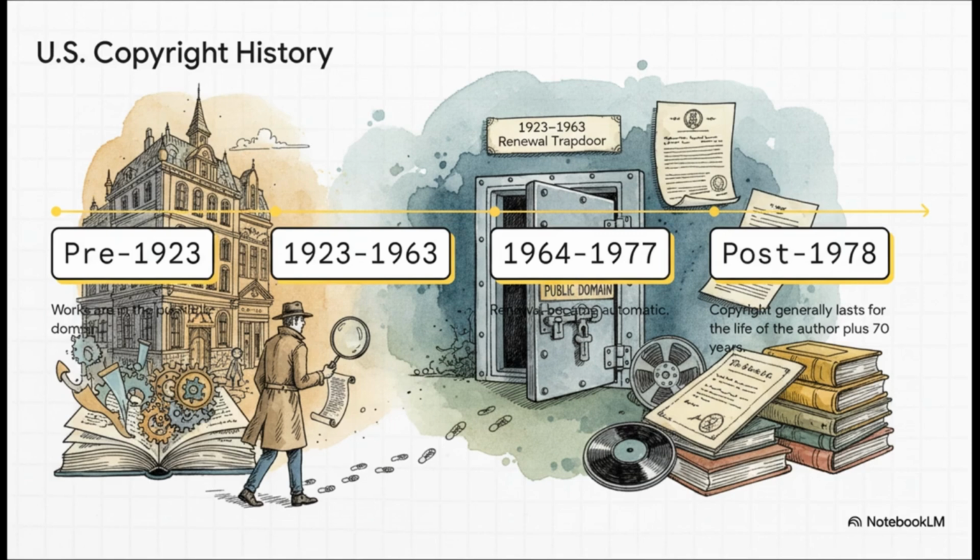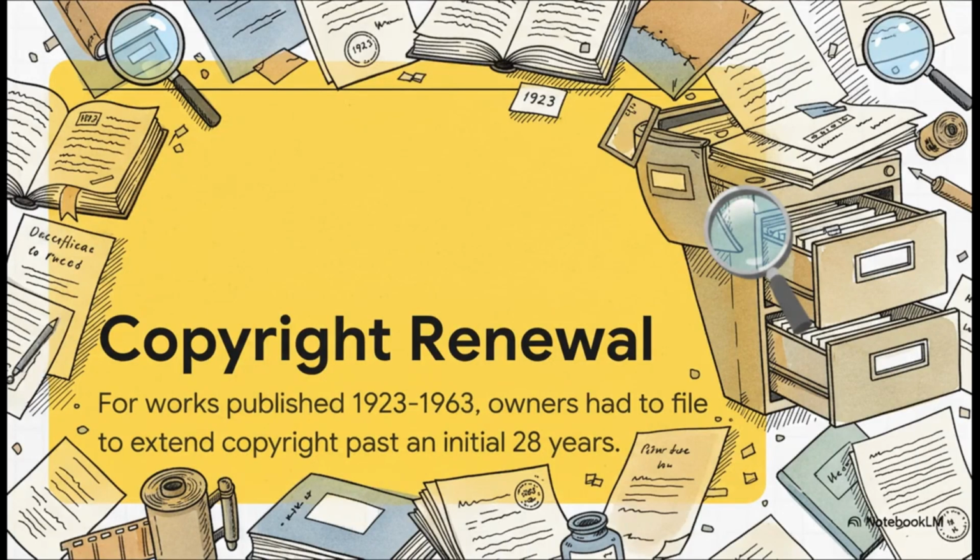As you can see, anything published before 1923, easy. It's in the public domain. But that window right there, from 1923 to 1963, that's our focus. I call it the renewal trapdoor because it's where countless works just unexpectedly fell out of copyright protection. So here's the deal, the crucial point.